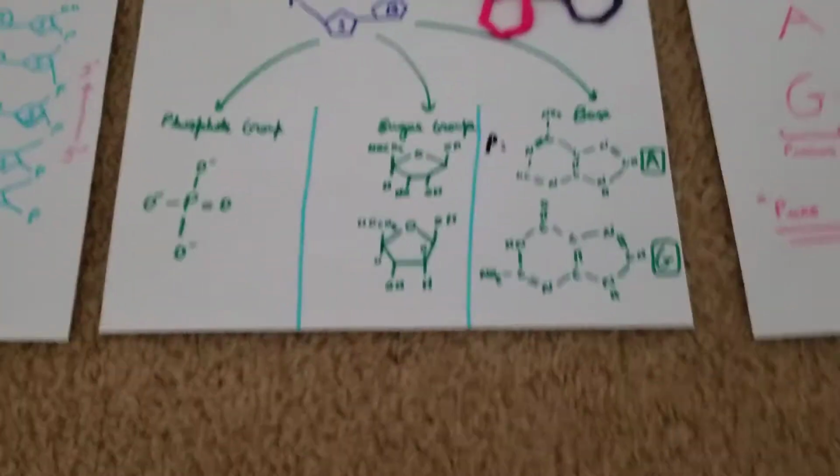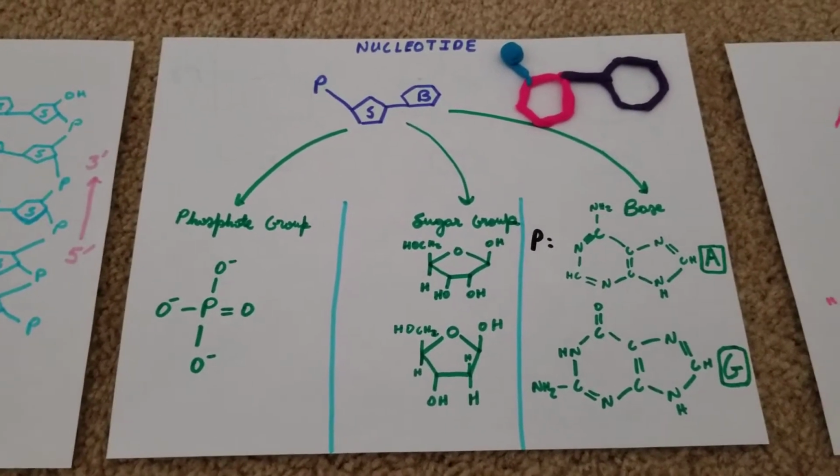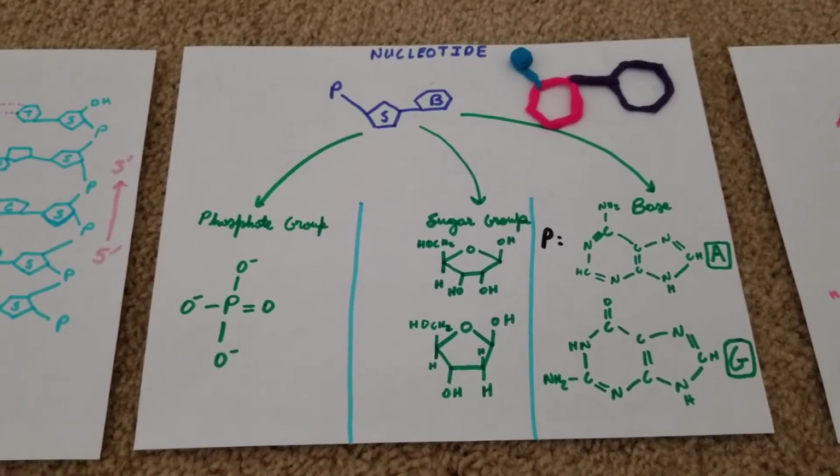There are three basic components to the structure: phosphate group, sugar group, and nitrogenous base. Again, this is a very simplified version of the nucleotide. Let's start with the phosphate group. This is the molecule that will link each of the nucleotides and create a chain that we'll see later.